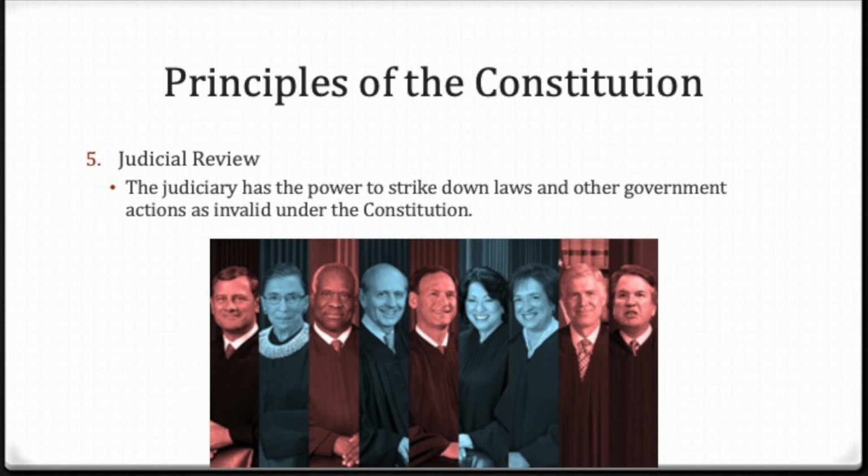Our fifth principle is judicial review. This is basically when the Supreme Court gets to hear a case. They can hear a case if someone has an appeal, or if they themselves, as the Supreme Court, look back and decide on a court case that they see in one of the lower state courts. This is called judicial review. The Supreme Court has the power to strike down laws or declare them unconstitutional based on the Constitution itself. They do that through precedent, so past cases.